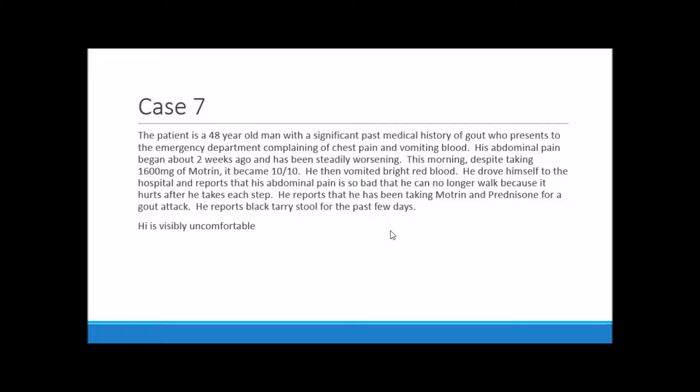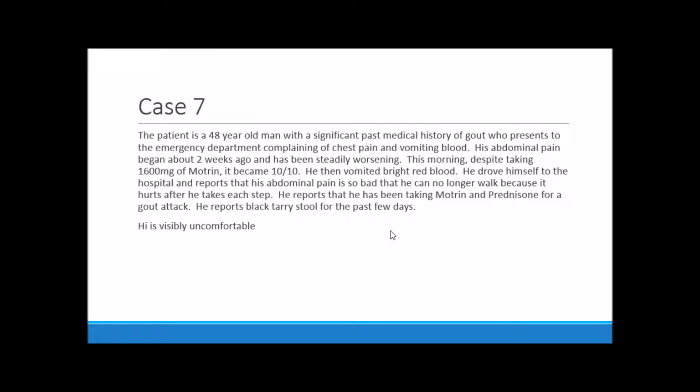His abdominal pain started 2 weeks ago and has been steadily worsening. This morning, even though he took 1,600 milligrams of Motrin, it got worse. He then vomited bright red blood. He drove himself to the hospital and reports that his belly pain is so bad that he can't walk, because it hurts when he takes steps. He reports that he's been taking Motrin and prednisone for his gout. He reports black tarry stool for the last few days, and he's very uncomfortable.